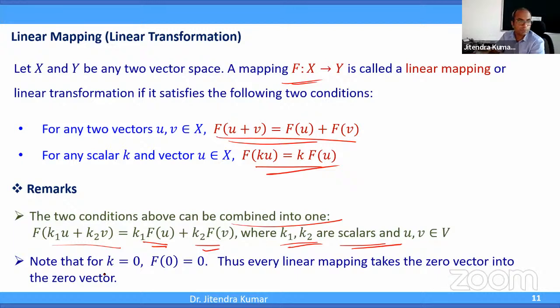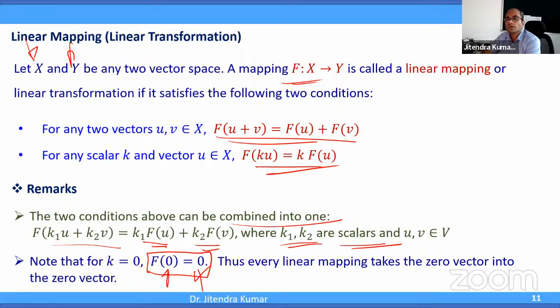Again, another important property which can easily be checked is that f(0) is 0. That means the zero element from the X vector space will be mapped to the zero of the Y vector space. So every linear mapping takes the zero vector into the zero vector.